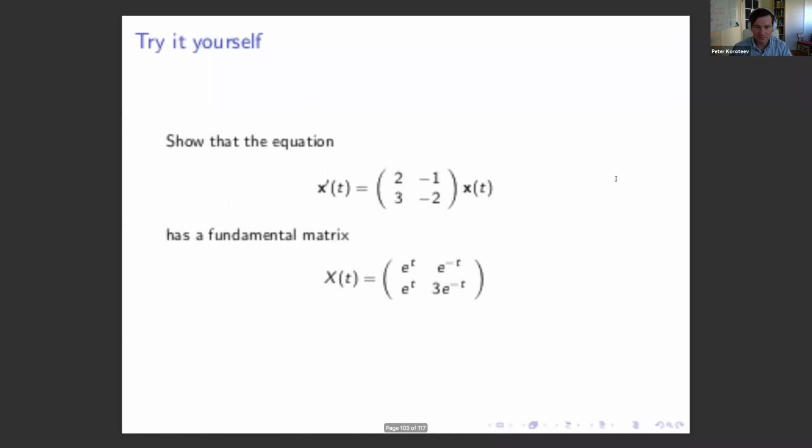Okay, do some more exercises by yourself, and also do the homework. So if the matrix A is a 2 by 2 matrix, 2, -1, 3, -2, then this is the fundamental matrix of solutions.